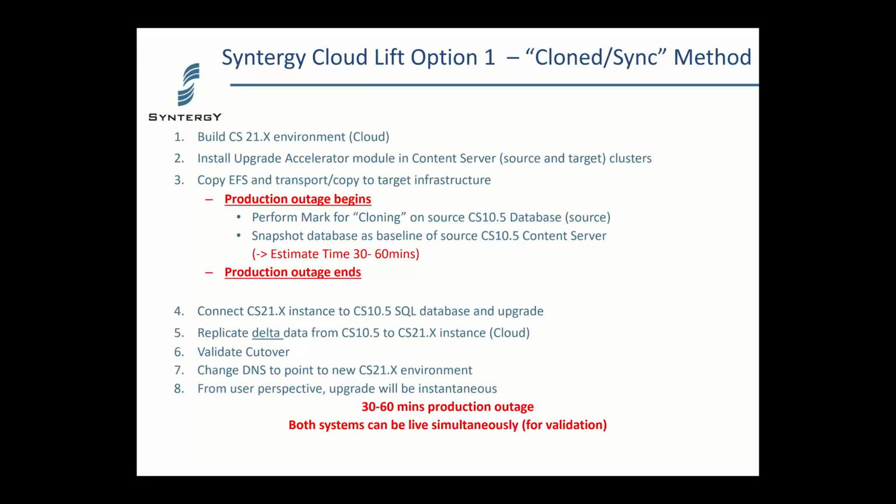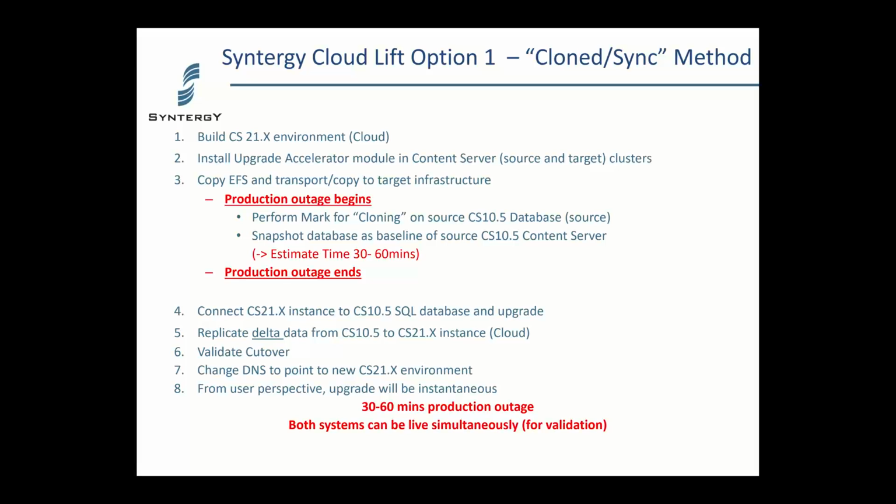There's a method called mark for cloning, where we're recording all your Content Server objects, what you have in your source system. It's pretty quick, and that's the end of your outage. The other steps are really working on the target system. You would connect to your new instance and do your upgrade. Then the Upgrade Accelerator will keep the data synchronized. Once you've taken your time testing and validating your system, and you're happy with it, and you might need some training for your users, you can then cut over to the new system.